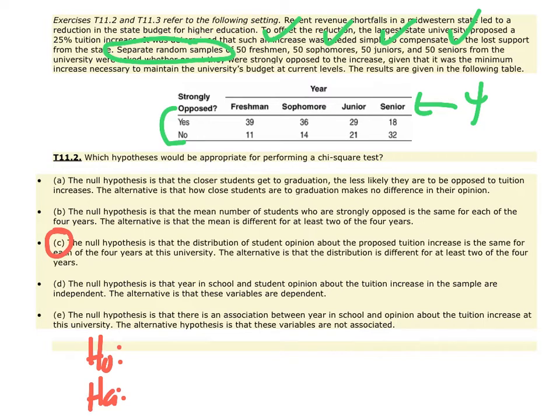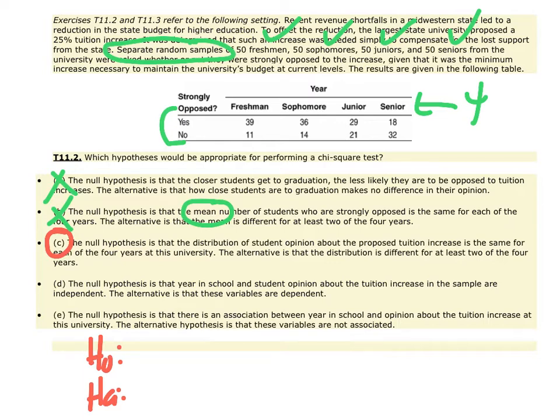Now, why do the other ones not work? Letter A, the null hypothesis, is that the closer students get to graduation, the less likely opposed. This is just a conclusion someone's trying to make. It doesn't even make sense for that one. For B, the null hypothesis is that the mean number of students is strongly opposed. Chi-square is nothing about the means. Chi-square is about the proportions. So it cannot be letter B.